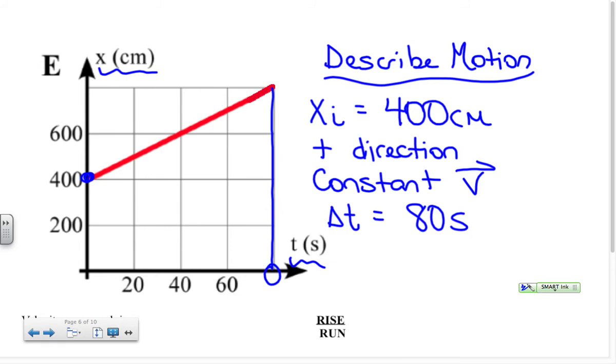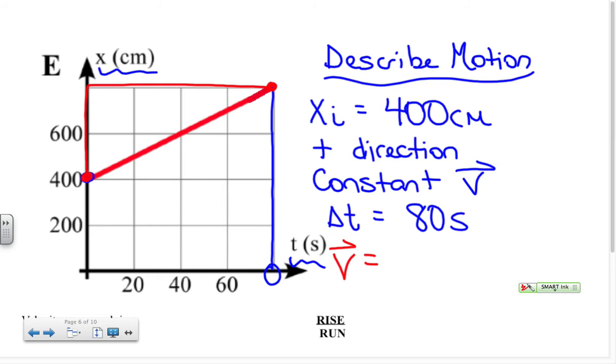Now, the last thing I left off was the velocity. The reason I left off the velocity is I don't want to just say it's fast, medium, or slow. I want to go ahead and calculate the velocity. Now, you already know how to calculate velocity as the rise over the run. So if I pick 2 points along my line, I'm going to pick this one and this one. I'm going to shade in my rise. I'm going to shade in my run.